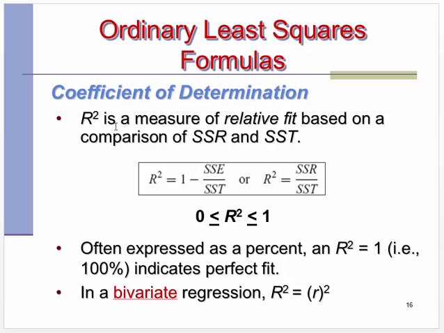By definition, the coefficient of determination, or capital R squared, is between 0 and 1. It is often expressed as a percentage, and R squared equals 1 indicates a perfect fit. In bivariate regression, with two variables, capital R squared and lowercase r squared are the same. R squared is meaningful. In regression, we use it to say what percentage of the variation is explained by a model. We want to explain as much as possible of the variation in the dependent variable.